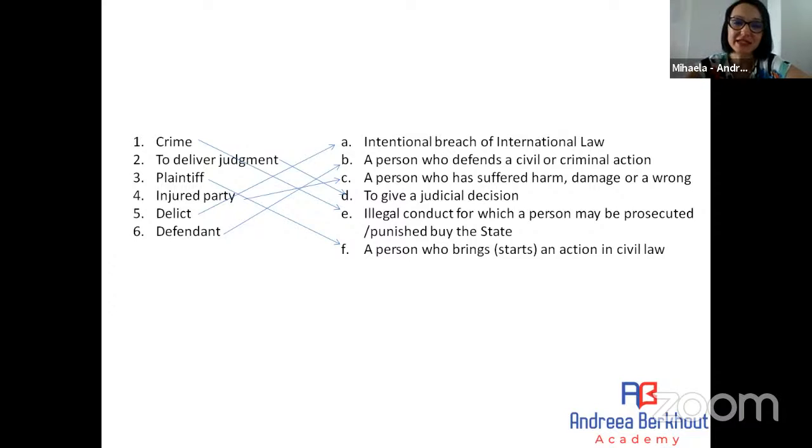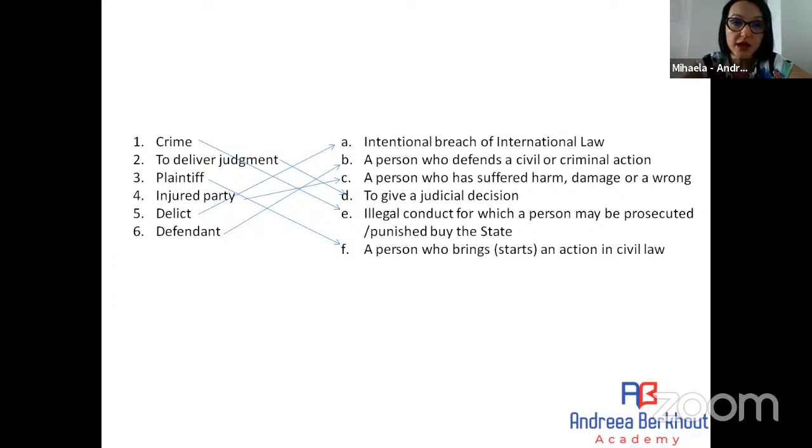I hope that everybody at home could also do the exercise. I guess that there are some words that might not be known, like plaintiff, which is the person who brings an action in civil law. So let's go over the terms a little bit.